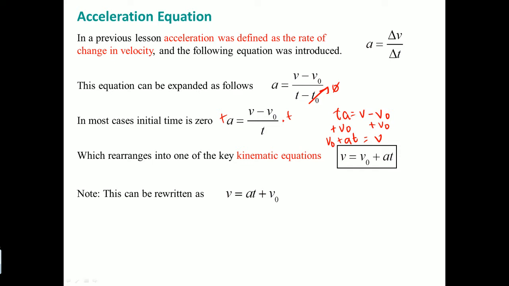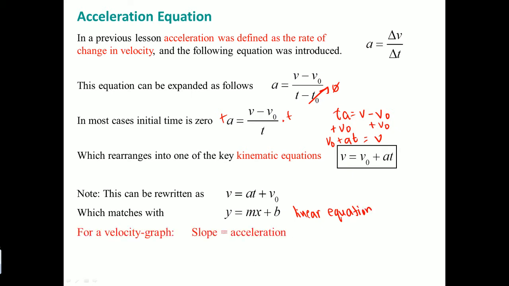We can rewrite it like this. The reason why we rewrite it like this is because we should see that it behaves like y equals mx plus b, which is a linear equation. So this behaves very linearly, where the slope is equal to the acceleration and the y-intercept is the initial velocity.